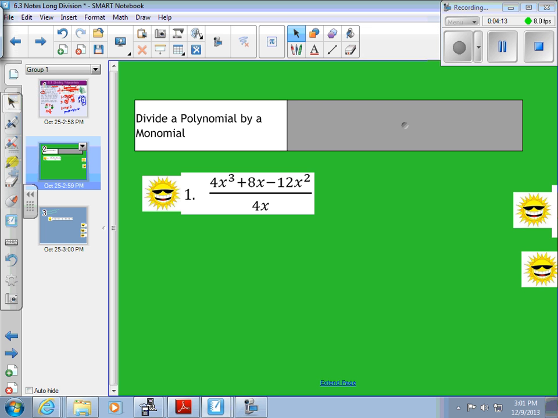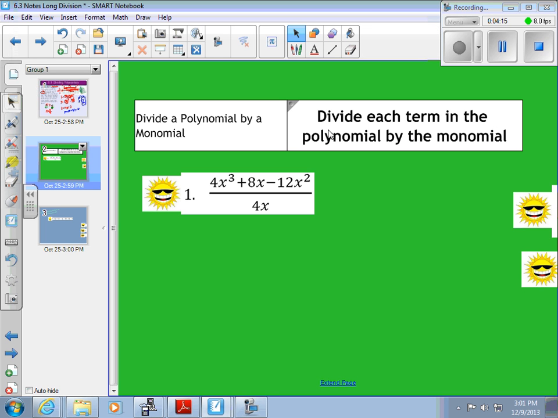Some things to think about when you're dividing polynomials by a monomial: divide each term in the polynomial by the monomial, just like we talked about. All right, let's look at number 1. On number 1, they want us to divide these. So basically, each of these three terms needs to get divided by 4x.